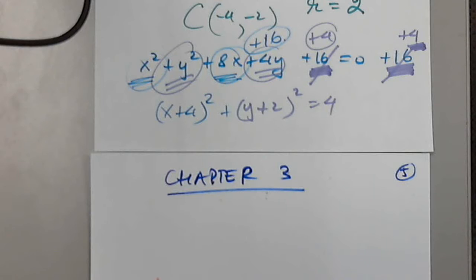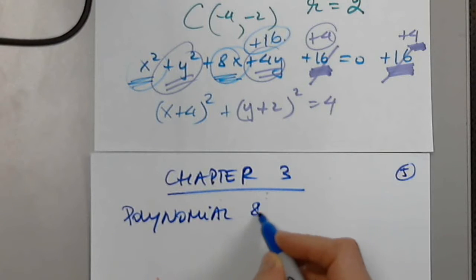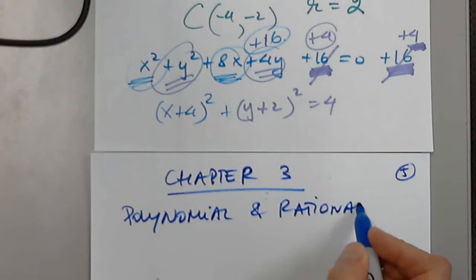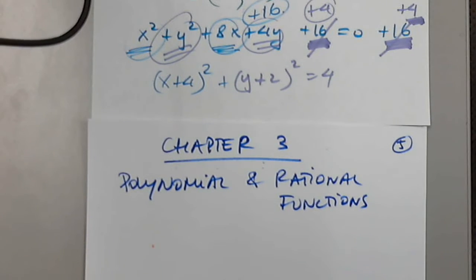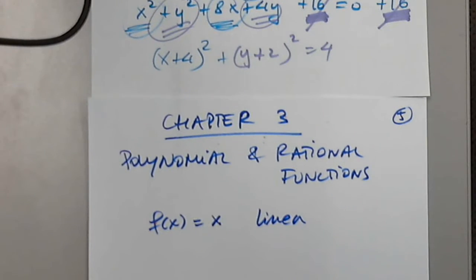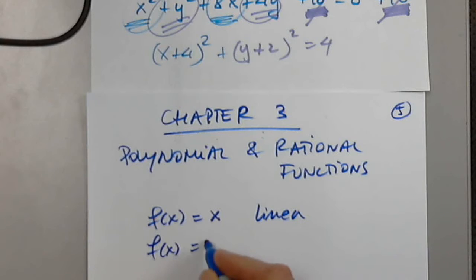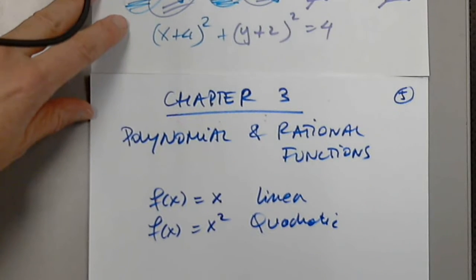It has another long title, Polynomial Functions and Rational Functions. Polynomial and rational functions. The simplest polynomial function we know is x, right, which is linear. The next one will be x squared, which is quadratic. These are the simplest possible, linear and quadratic. And cubic and quartic. Exactly. We're going to get to that.